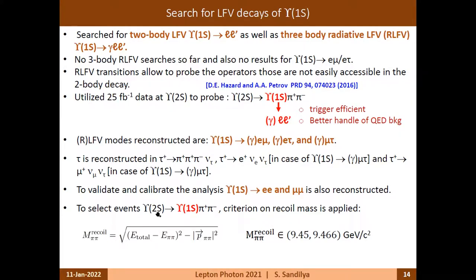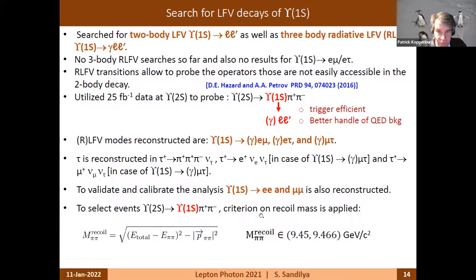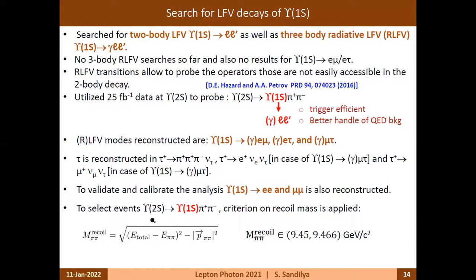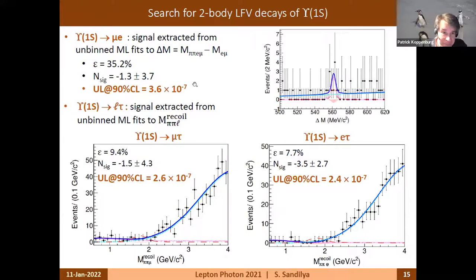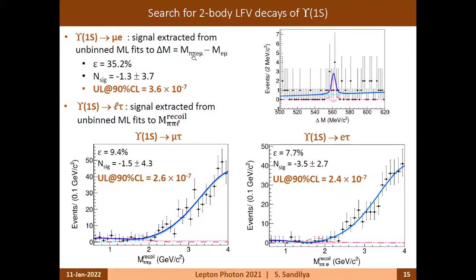to select events we fit the recoil mass. That is the dipion recoiling against Upsilon(2S). So the signal is extracted in this delta m, which is m(pi pi e mu) subtracted by m(e mu). And here are the fits. And no signal is observed for mu e as well as mu tau and e tau. And we derive an upper limit of the order of 10^-7 in all three modes.